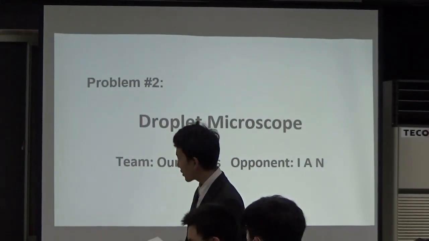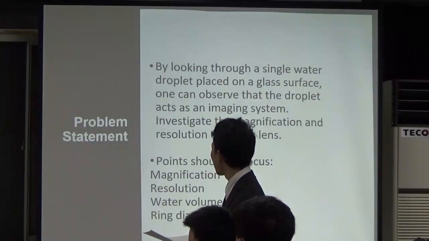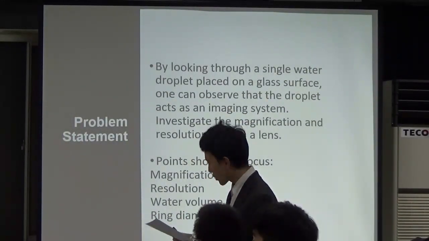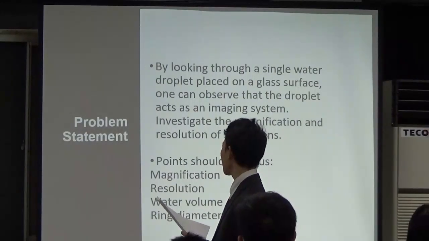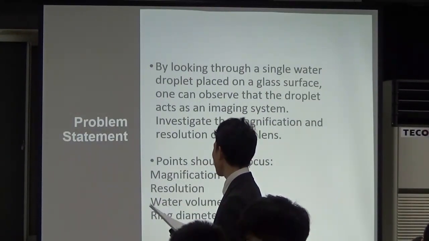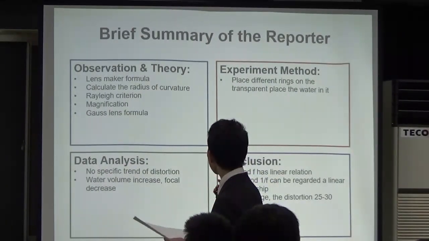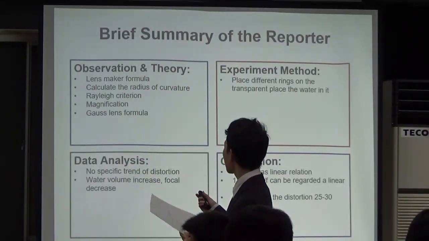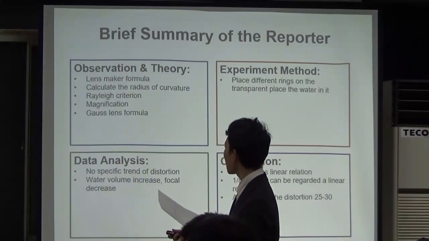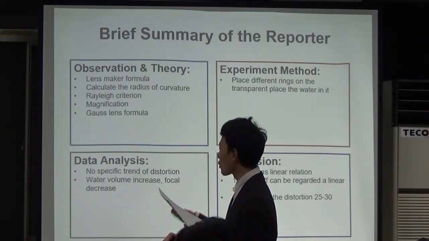I'll be proposing the powder droplet microscope. So this is a problem statement, and the reporter stated that the main points they are focusing on are the resolution and magnification and the water volume and the ring diameter. And their brief summary: the reporter uses observation and theory, using the lens maker formula and the Gauss lens formula as well.